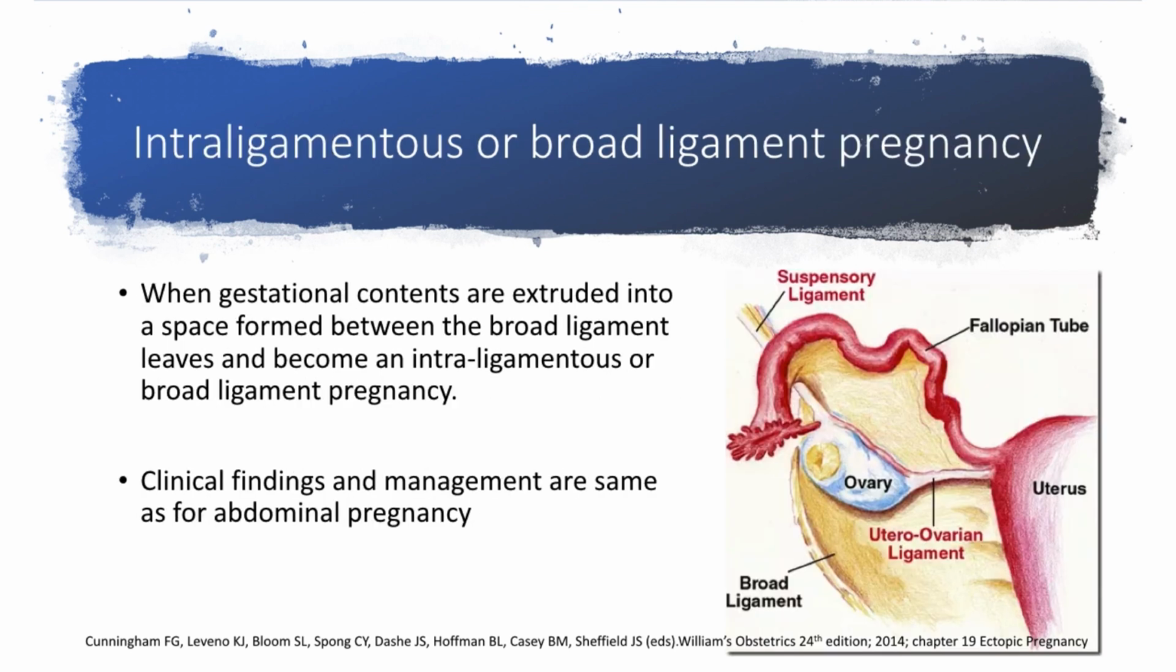Next is the intraligamentous or broad ligament pregnancy, and this happens when the gestational contents are extruded into a space that is formed between the broad ligament leaves and become an intraligamentous or broad ligament pregnancy. And the clinical findings for this type of ectopic pregnancy and even the management are the same as for abdominal pregnancy.